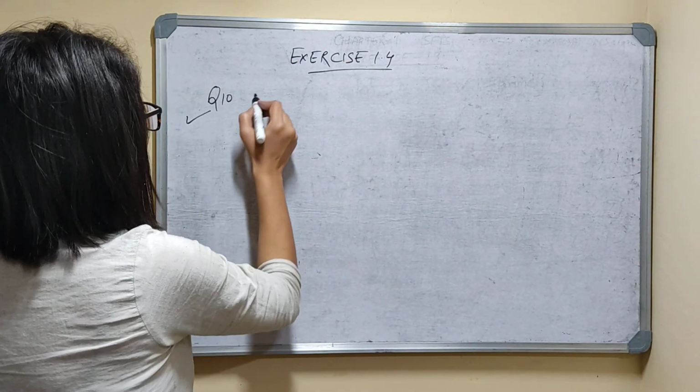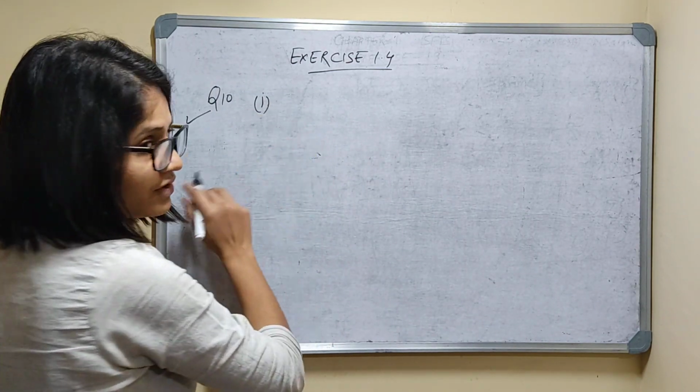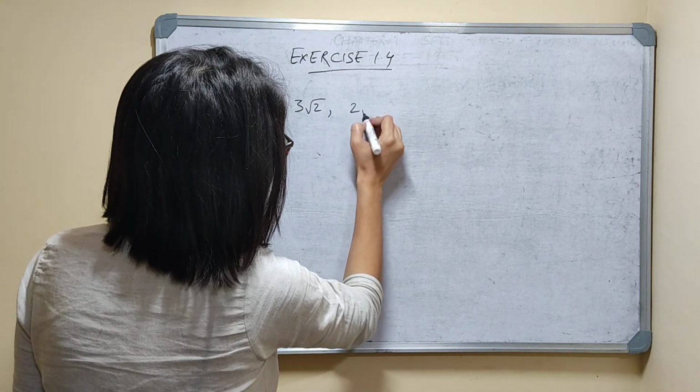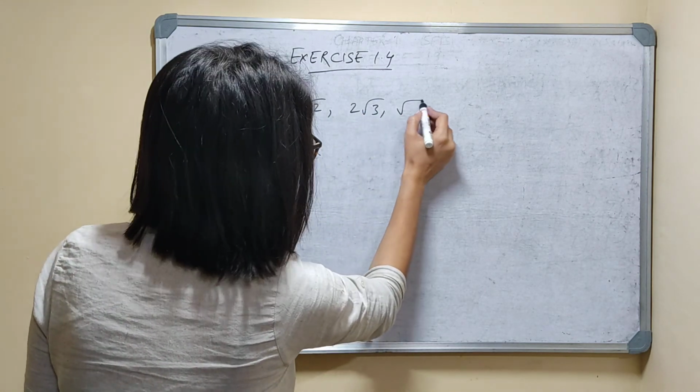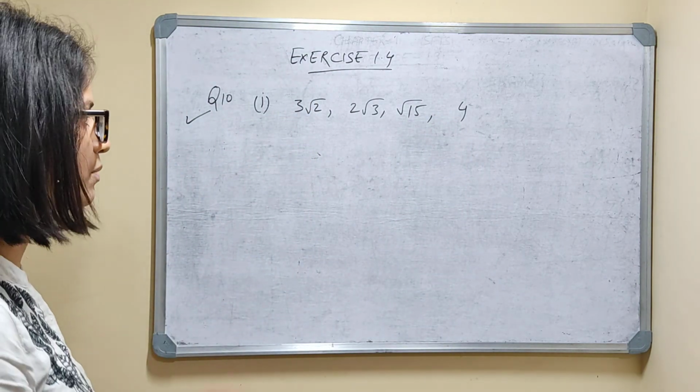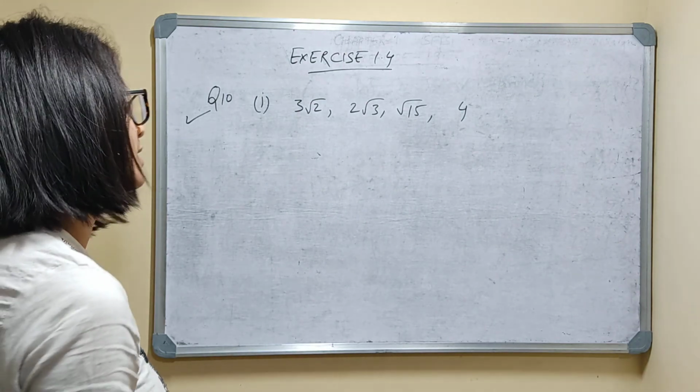You see, first part they are asking arrange in ascending order: 3 root 2, 2 root 3, root 15 and 4. You have to arrange in ascending order. Ascending order means lesser to greater.